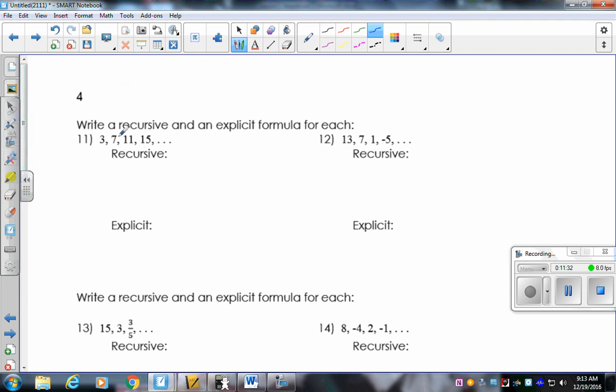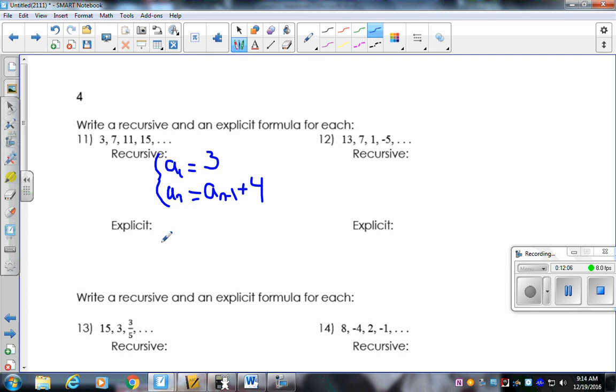Our directions, we're on page 4 now, say write a recursive and an explicit formula for each. For the recursive, all we're going to do is list out the first term, which is 3, and then list out the rule. Now, all this stuff right here, I'm going to be honest, sometimes I forget what to put. So I just go back to my formula sheet and write down all the fancy jargon right here. Main point, common difference, plus 4. Okay, so here's my recursive formula. And you can put the fancy brackets, not very good at drawing those, on the outside.